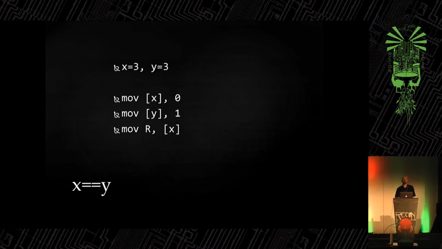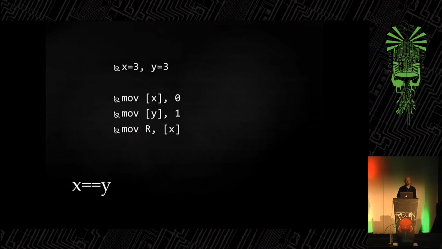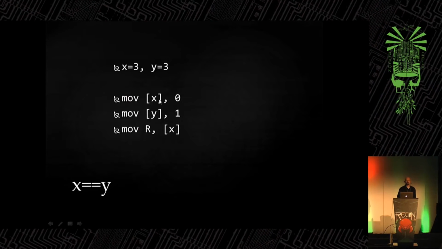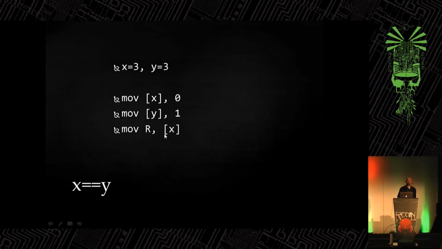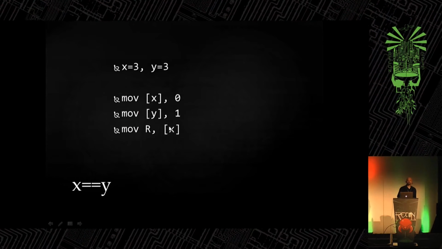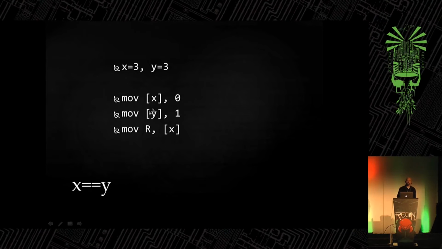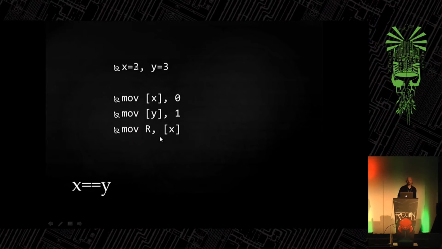So imagine x and y are both 3. Both of these are equal to each other. Then this is move 0 into memory address 3, move 1 into memory address 3, overwriting the 0, and then read back from memory address 3. Well, the last thing we wrote to memory address 3 was a 1. R becomes 1, indicating that these two things are equal to each other.